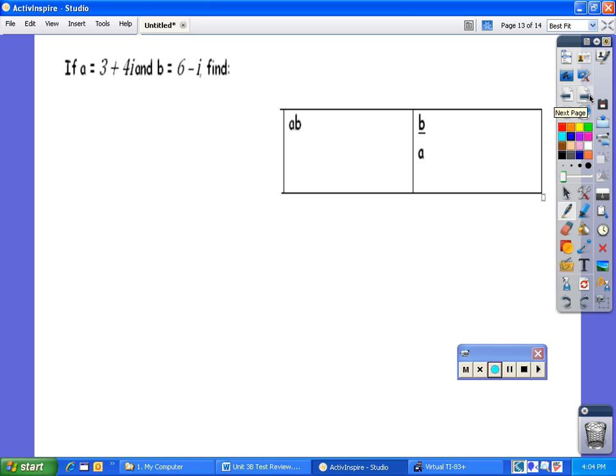Alright, the next one says to multiply. A and B together means multiply, so that means you're going to be FOILing. So 3 plus 4i and 6 minus i, when you FOIL them, that means you can do the box.